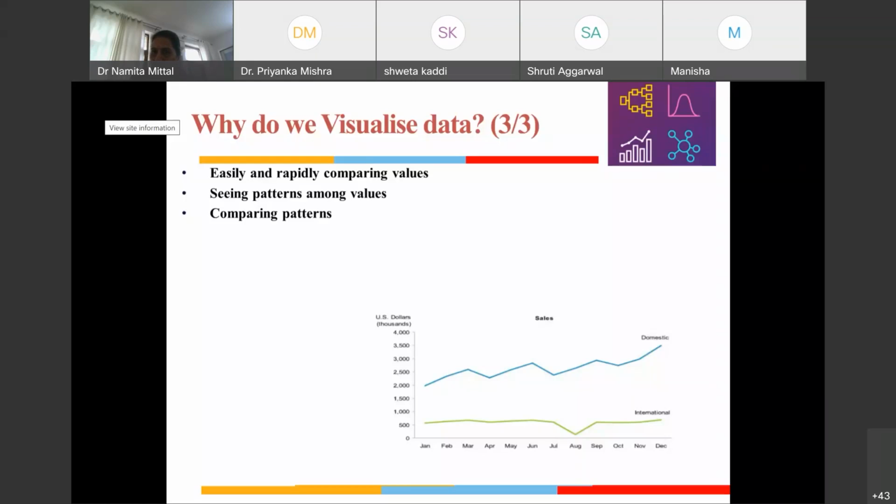Right? This is a big picture. Without going in the details of our data, using the visual, I can say something, I can depict something. Domestic is going up. While in case of international, it is more or less like constant, but in August something had happened. So that's why there was a dip.